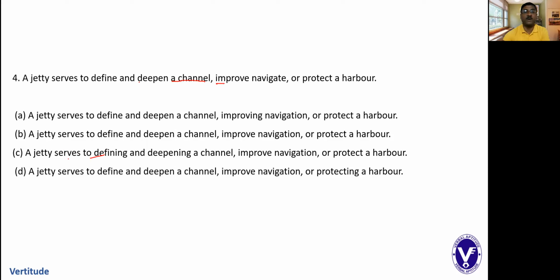A jetty serves to define and deepen a channel, improve, navigate, and protect a harbor. Now, deepen a channel. Channel is a noun form. Improve navigation. Navigate is a verb. And protect a harbor. Harbor is also a noun form. So that's why it is here.